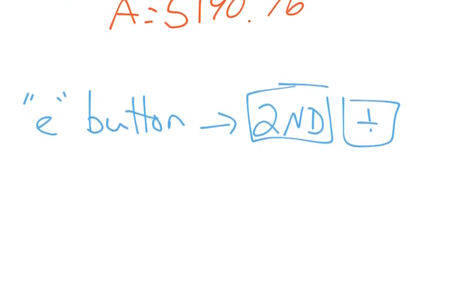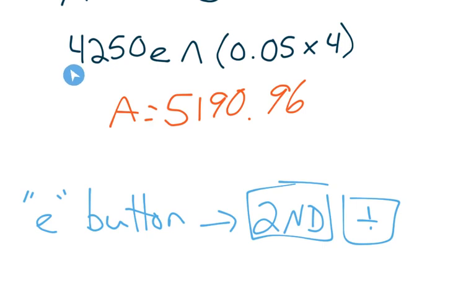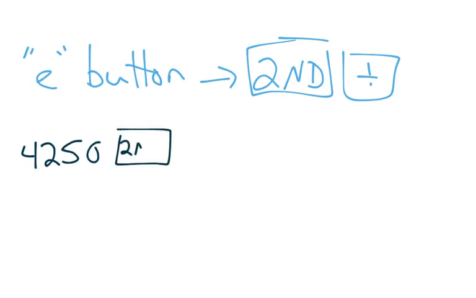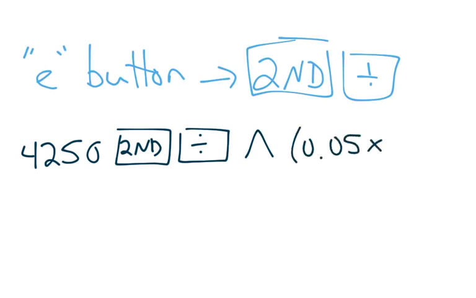So what you would type in for this function right here, this one that we just used to find the account balance, it would be something like this. It would be 4250, and then the second, and then the division symbol, and that brings up e, and then the exponent button, parenthesis, 0.05 times 4, and then hit enter, and that would give you your answer. Because what this second e does, or second divide, that's where you get e in your calculator.